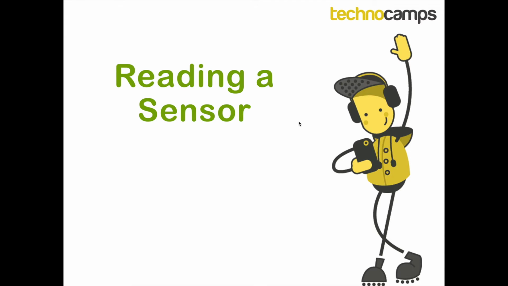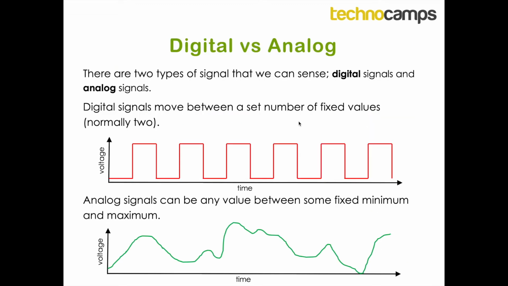Okay, we're now going to move on to having a look at how to read a sensor, in this case an LDR, using an Arduino. Before we can do that, we do need to talk about two different kinds of signals. So we can measure or sense two different types of signal with our Arduino. We can sense digital signals and we can sense analog signals.